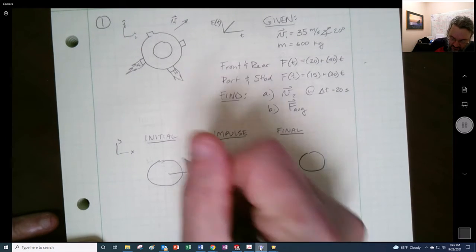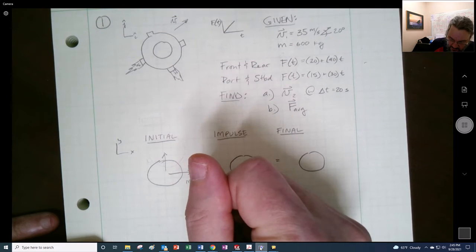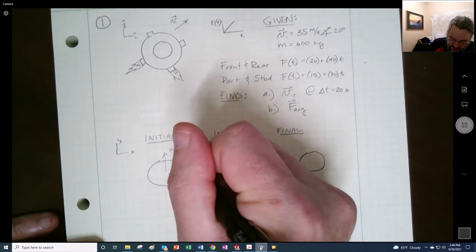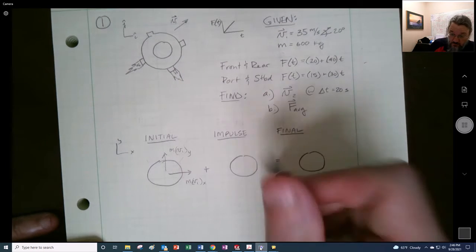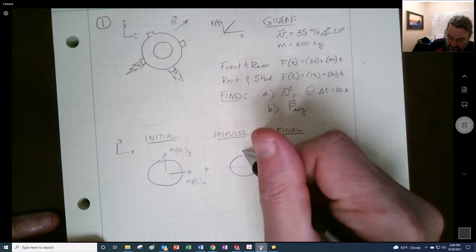So we're going to have some initial M times V1 in the X direction, M times V1 in the Y direction. Now the impulses are going to be happening onto this thing. We've got to be careful here.